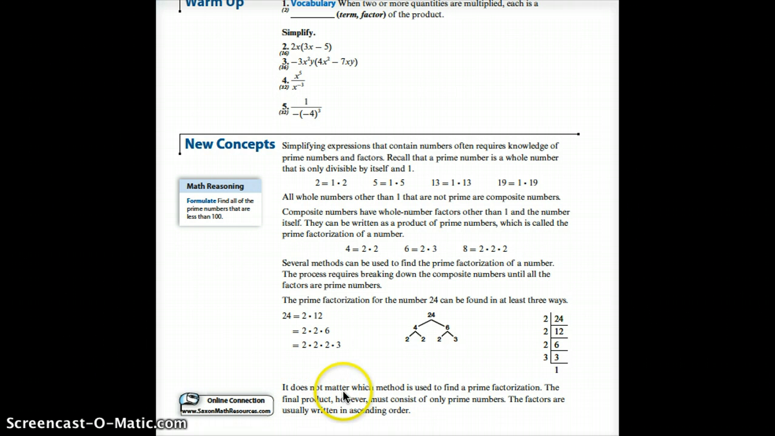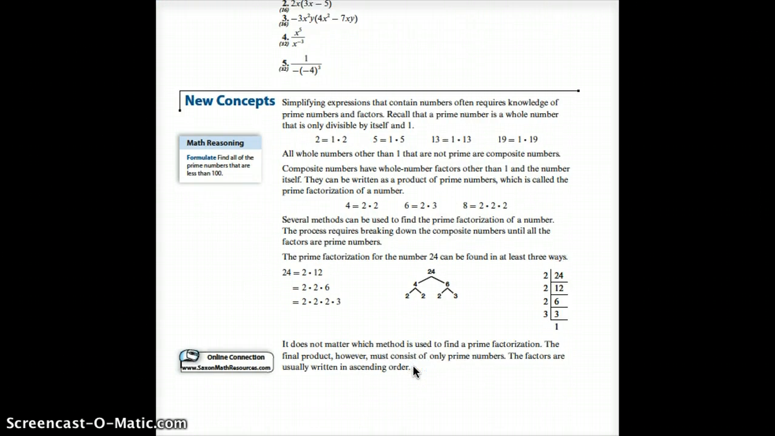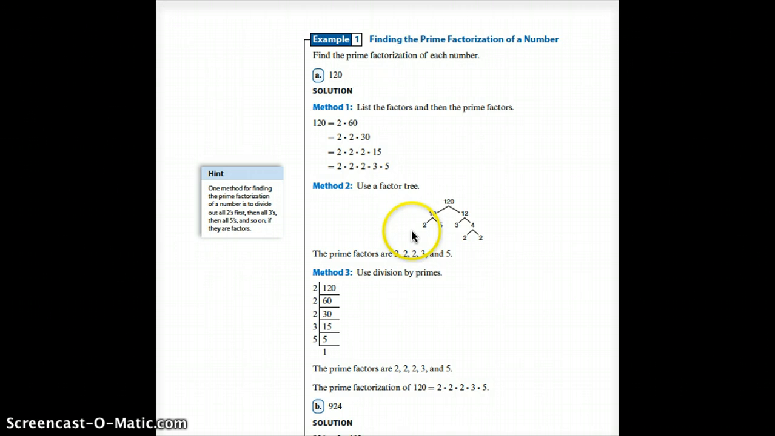Like it says, it does not matter which method is used. The final product, however, must consist of only prime numbers. So you break it down as far as you can go so that no numbers can be broken down any further. Okay? So let's look at the first example. The first example is find the prime factorization of each number. 120. So let's go ahead and jump to the tree, my chosen method.